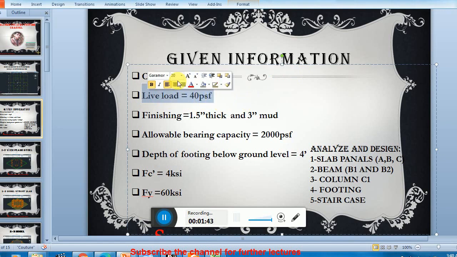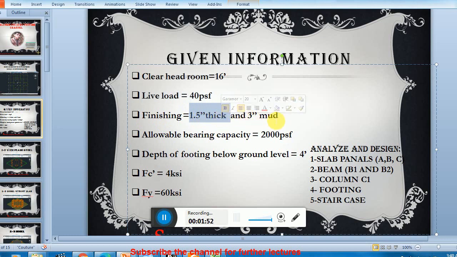For a school structure, roughly 50 to 60 psf load is taken. These are the finishings that are specified. You have to apply a 1.5 inch thick finish and 3 inch mud. 1.5 inch thick means you have to provide marble or any such kind of arrangement. So we have 3 inch mud.